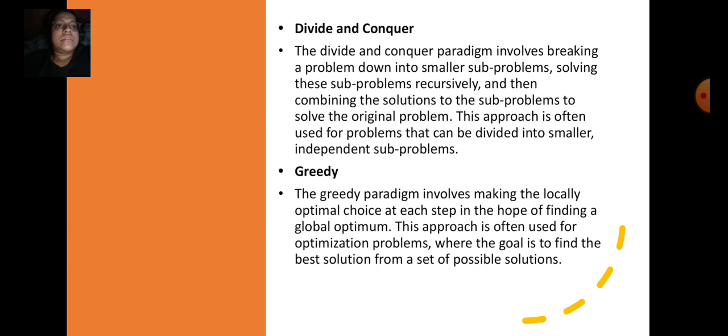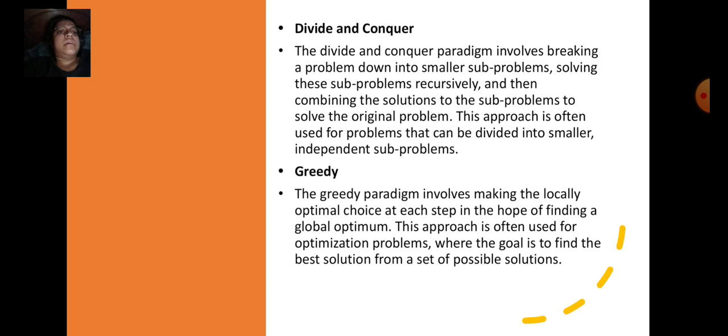Divide and conquer. The divide and conquer paradigm involves breaking a problem down into smaller subproblems, solving these subproblems recursively, and then combining the solutions to the subproblems to solve the original problem. This approach is often used for problems that can be divided into smaller independent subproblems.